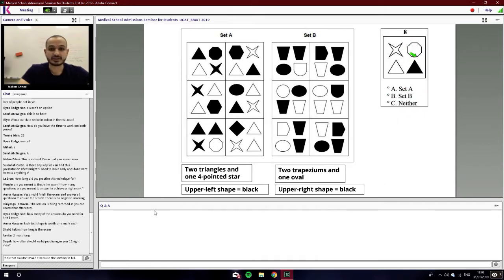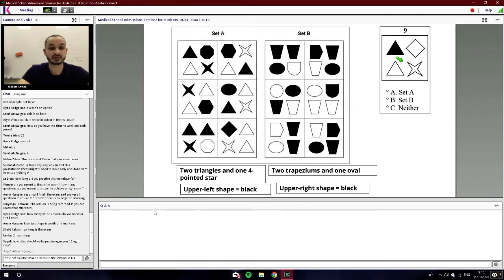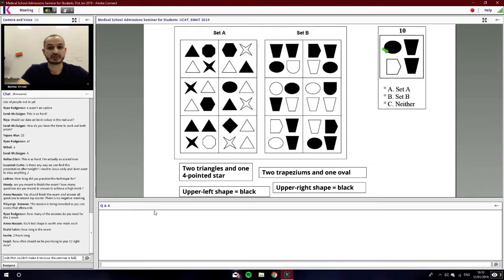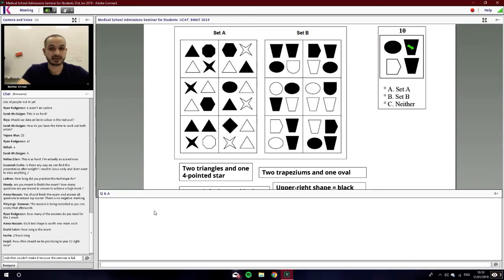Question number 8, you've got 2 triangles and a 4-pointer star, but this should have been black to fit A. It's not, it's white. So therefore this is neither as well. And then question number 9, you've got 2 triangles and a 4-pointer star, and this time the top left shape is black. So this fits A. And then finally, question number 10, you've got 2 trapeziums and an oval, and the top right shape is black. So that fits B perfectly.